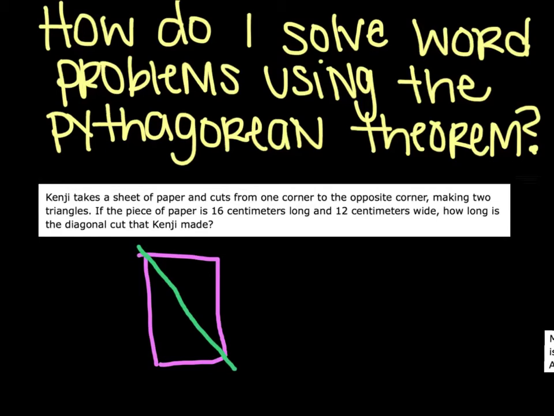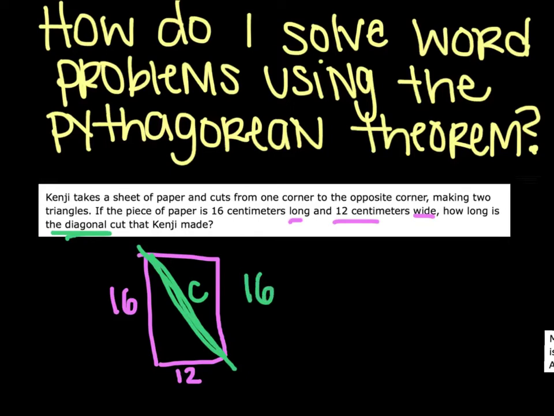So we know 16 centimeters long, which would be this length here, 12 centimeters wide, which would be here, and then we want to know how long the diagonal cut is, how long this piece is right here, and that's going to be our C term. We can see that this is a triangle, and the longest side is always your hypotenuse. And then we can solve this.